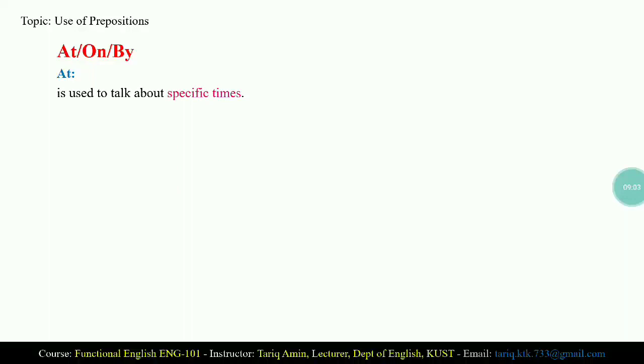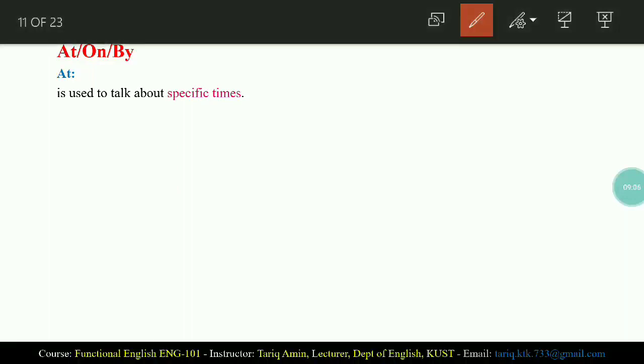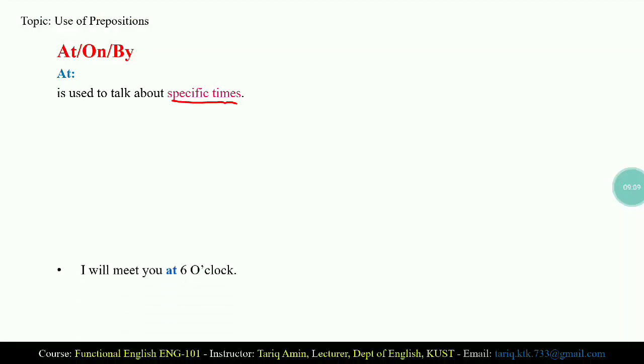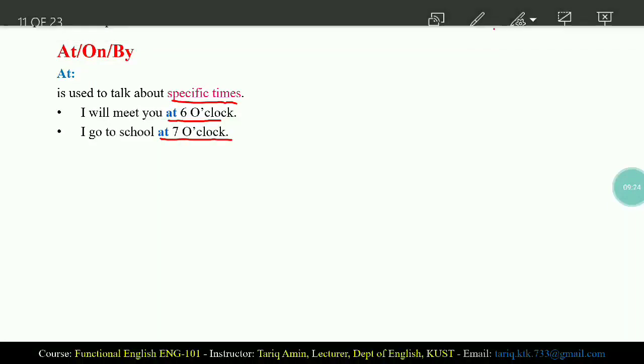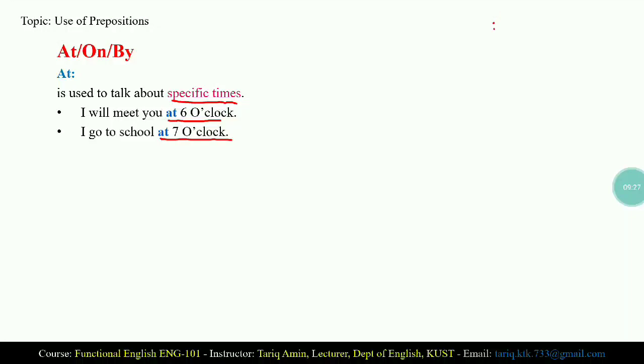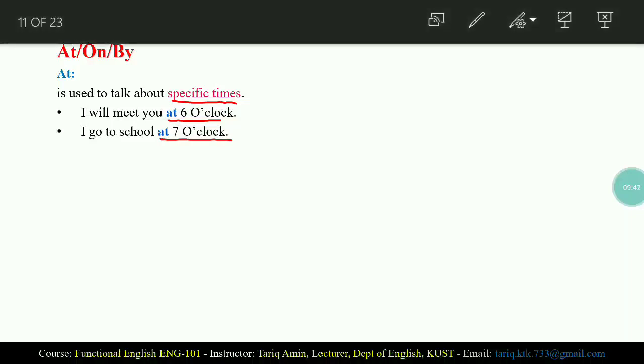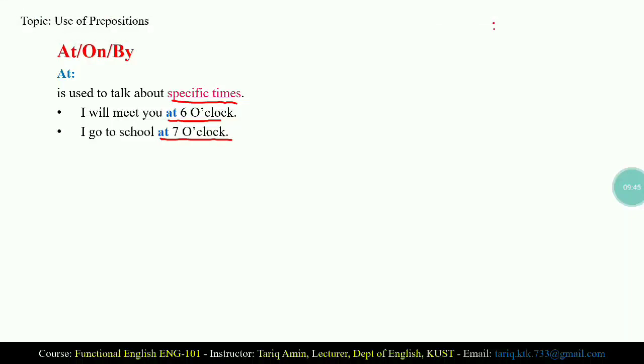At is used to talk about specific times. For example, I'll meet you at 6 o'clock. I go to school at 7 o'clock. There are many other examples of the use of at, like I'll go to school at 8 o'clock, or the class is going to start at 9 o'clock, or our paper will be conducted at 11 o'clock, etc. So at is used to talk about specific times.